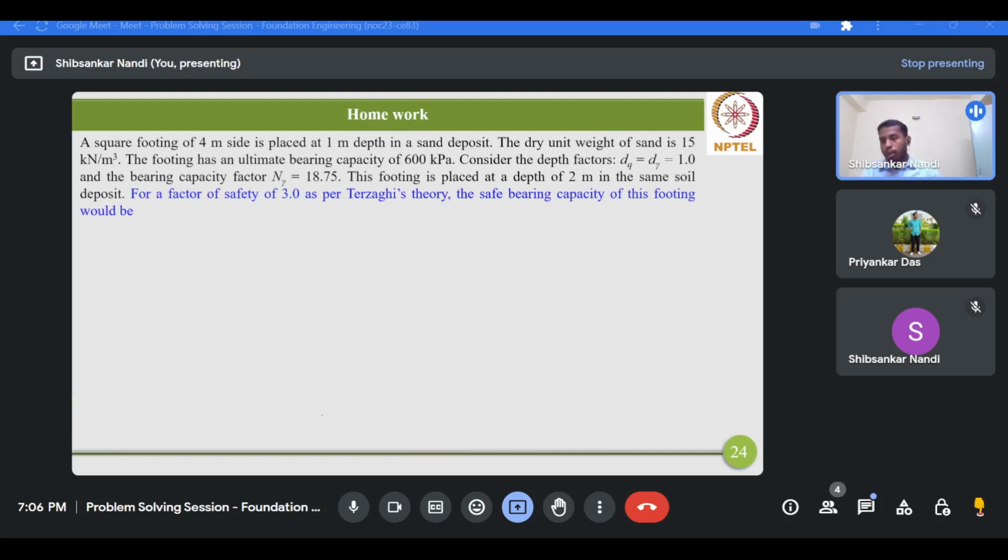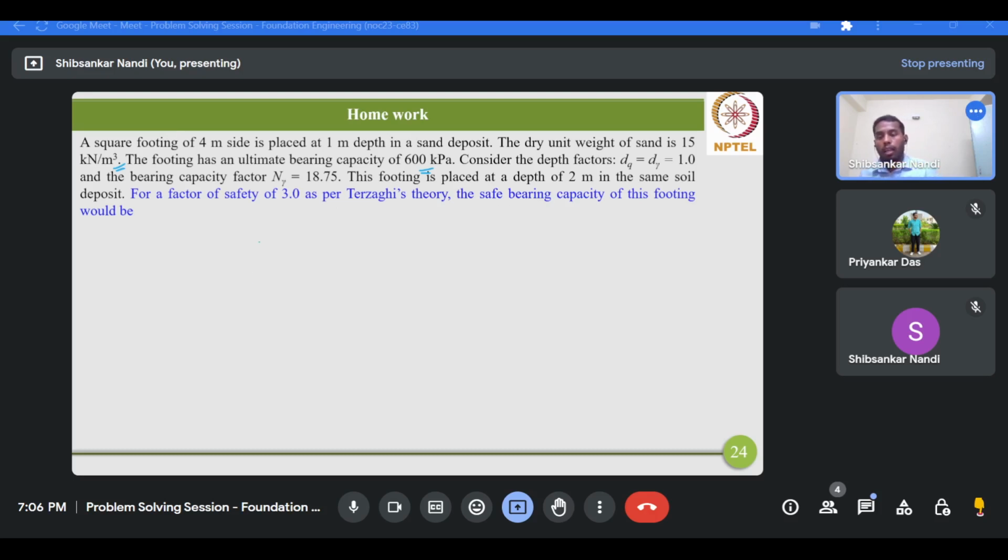Now coming to the homework problem which we have originally chosen. A square footing of 4 meter side is placed at 1 meter depth in a sand deposit. The dry unit weight of sand is 15 kilonewton per meter cube. The footing has an ultimate bearing capacity of 600 kPa. Consider the depth factors dq, d gamma as 1 and the bearing capacity factor N gamma as 18.75. This footing is placed at a depth of 2 meter in the same soil deposit. Now for a factor of safety of 3, as per Terzaghi's theory, the safe bearing capacity of this footing would be.